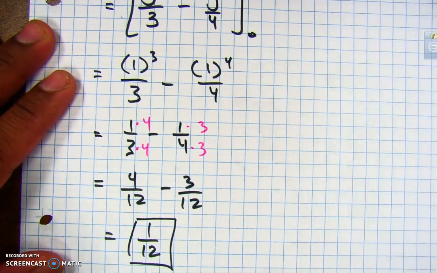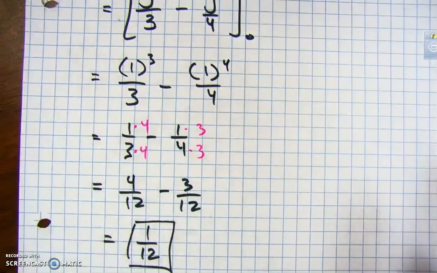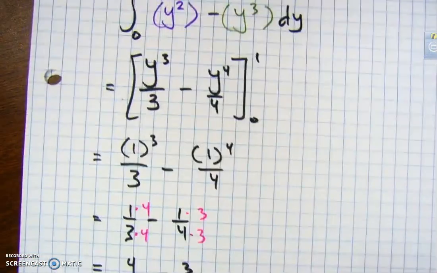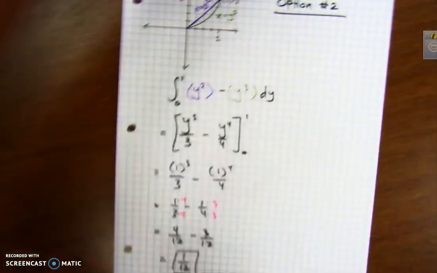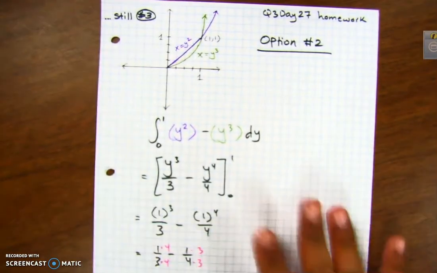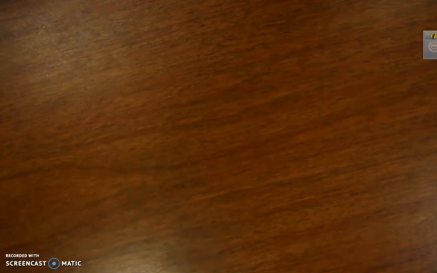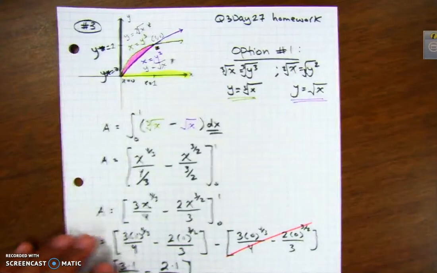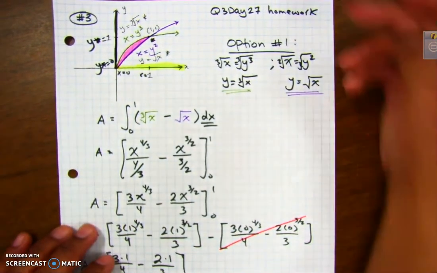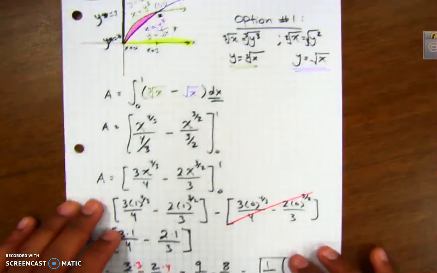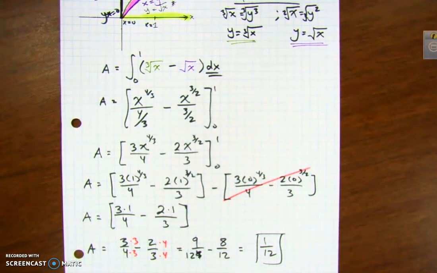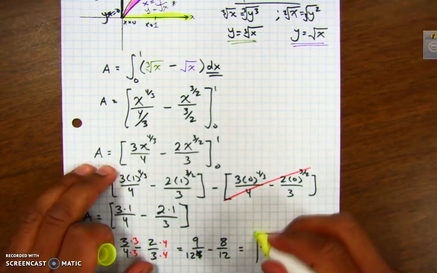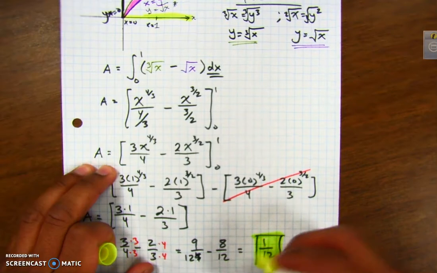And that is it. That's how you do problem number 3. Please understand that these are two different options. All I did here was show you two different options to do problem number 3. You do not have to do both of them. If you like the way I did the first option, just stick with that. This is option 1. And just notice that regardless, we will get the same answer if it's done correctly.